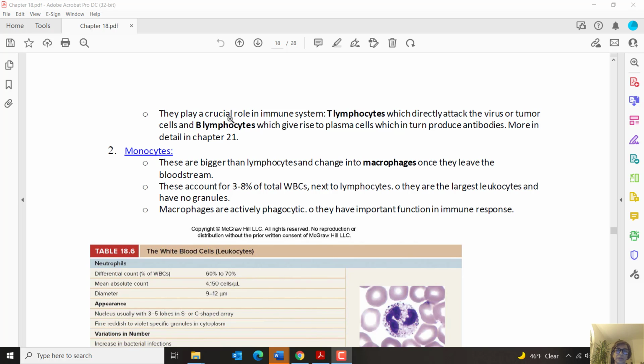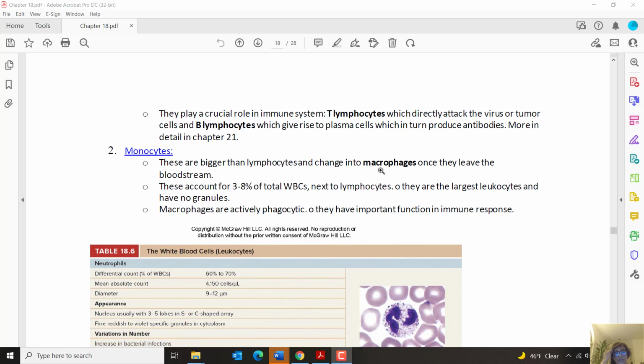When we talk about the immune system, we'll be talking about the second part, as there are two parts of the immune system. The second part is completely ruled by the T and B lymphocytes. T lymphocytes can attack cancer cells or virus-infected cells directly, whereas B lymphocytes give rise to plasma cells, which produce antibodies. We'll talk about this in more detail. Monocytes are bigger than lymphocytes.